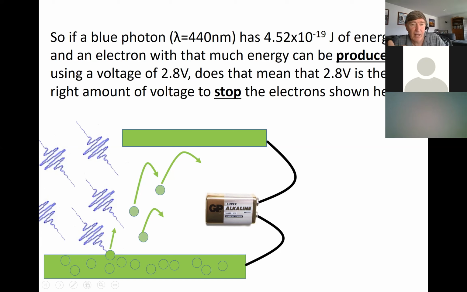So you guys agree that if the work function was 0, if the photon gave 100% of its energy to the electron, then 2.8 volts would be the right amount of voltage to just barely stop these guys so that they don't make it to the other side. Does that make sense? I'm worried that I'm going a little too fast here, so I need a couple either thumbs up or thumbs down or some sideways.